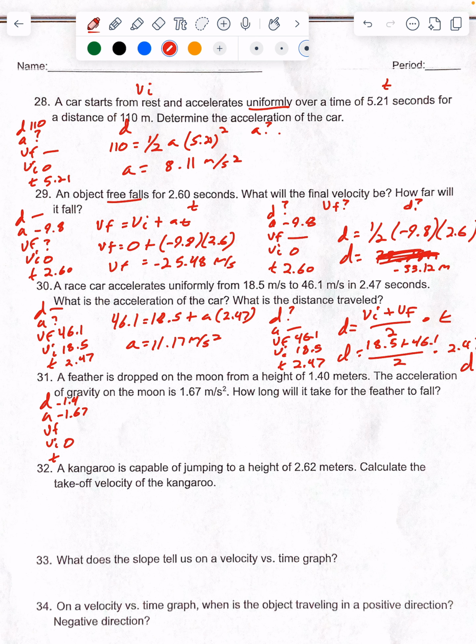So go back and look at my directions. Which way are things going? Anything going down, just go ahead and make it negative. So if you're falling, negative distance, negative acceleration, negative velocity. That just makes it a lot easier that way.